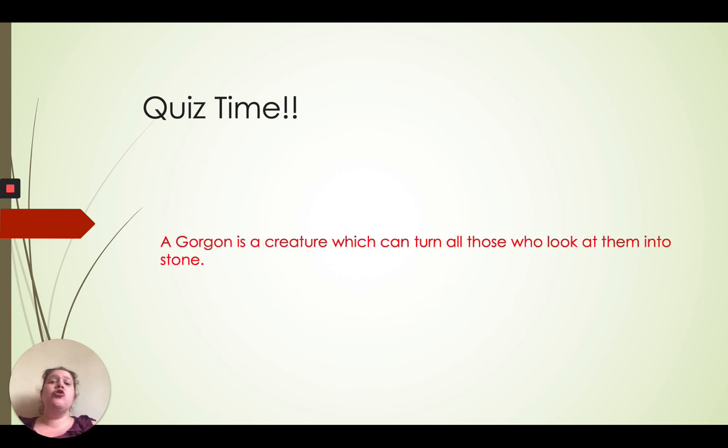So a gorgon is a creature which can turn all those who look at them into stone. So for example, if I was a gorgon and somebody, no idea who, looked at me, I would turn them into stone. Don't know who I'd want to turn into stone. None of you guys. I would hate to turn you lot into stone. Well done if you got that one right. That was a bit tricky.